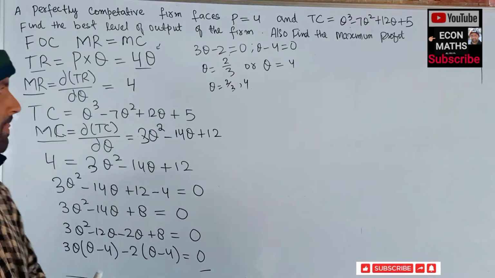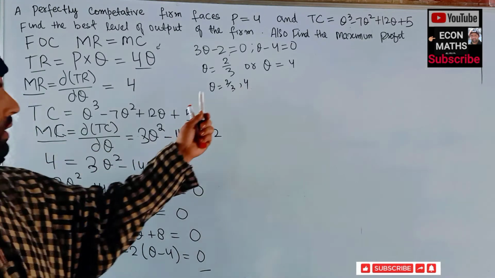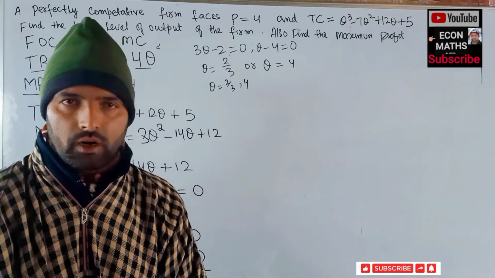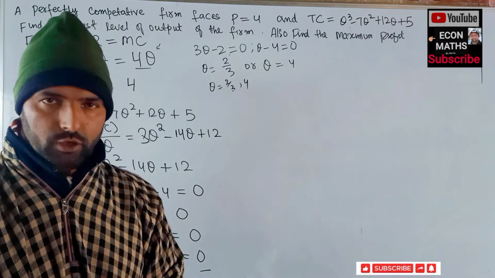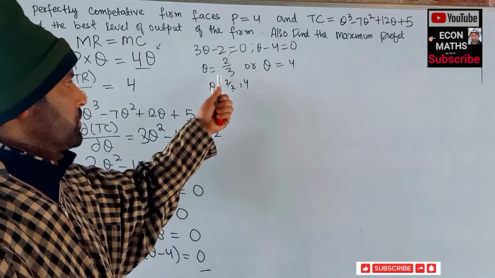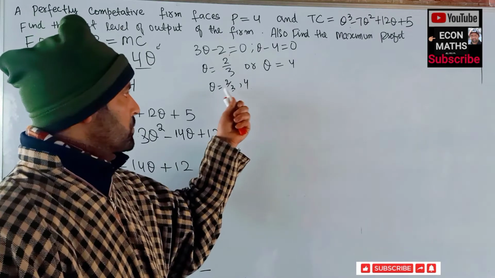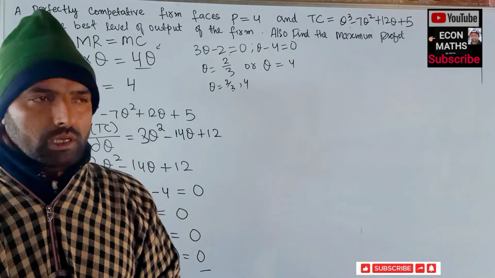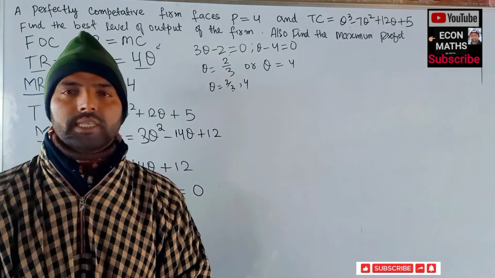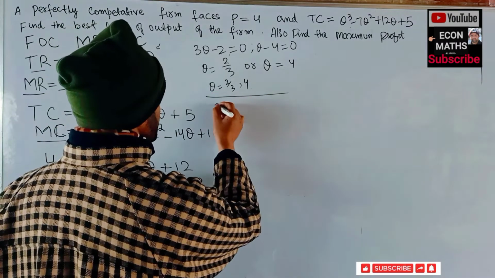Now what will we do? This was the first order condition. Here we can see that two output levels satisfy the first order condition, that is, at equilibrium, where marginal revenue is equal to marginal cost, our output is 2 by 3 and 4. Now to find the profit maximization output from these two, we will use the second order condition.